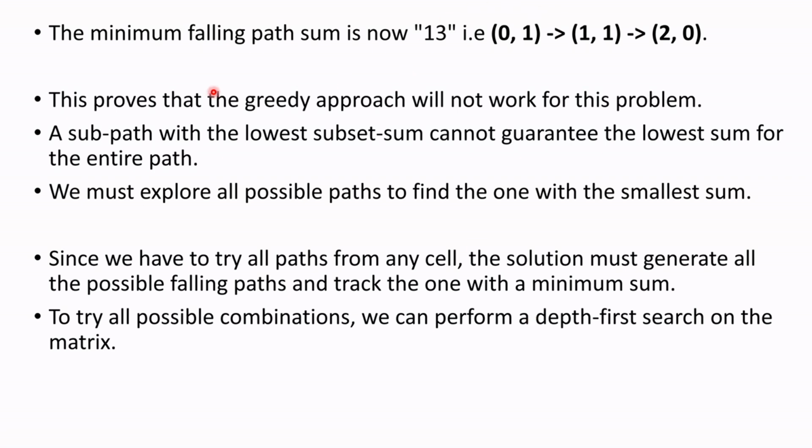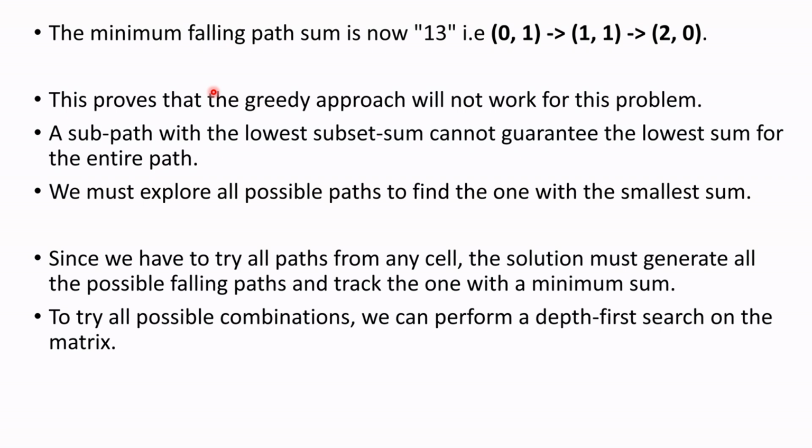It means this proves that the greedy approach will not work for this problem, correct? The subpath with the lowest subset sum cannot guarantee the lowest sum for the entire path. So we must explore all possible paths to find the one with the smallest sum. Since we have to try all the paths from any cell, the solution must generate all the possible falling paths, and track the one with the minimum sum.